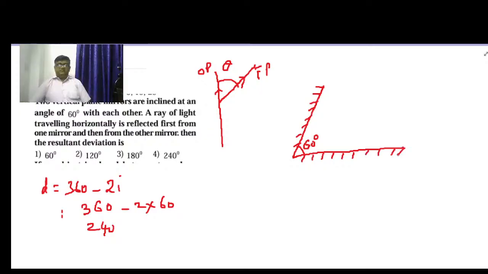And this is also a plane mirror. They're making an angle of 60 degrees with each other. The ray of light traveling horizontally is reflected first from one mirror and then from the other mirror. What is the resultant deviation?